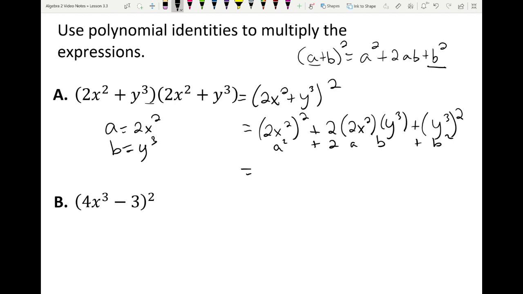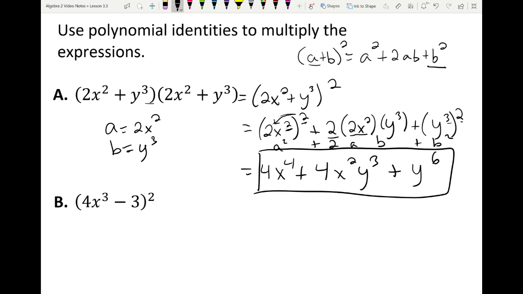All right, we know that 2 squared is 4, right? So we got 4. And then what's x squared squared? Well, you're just multiplying those exponents. So 2 times 2 is 4. When you have an exponent next to an exponent, you're multiplying them. Now let's look at this. 2 times 2 is 4. And we're going to combine x squared and y cubed together, like that. Then y cubed squared. You have an exponent next to an exponent, so you multiply them together. So we have y to the 6. All right, and that's our expression.